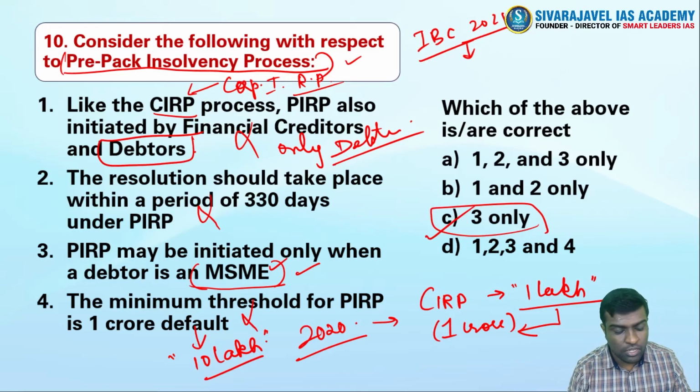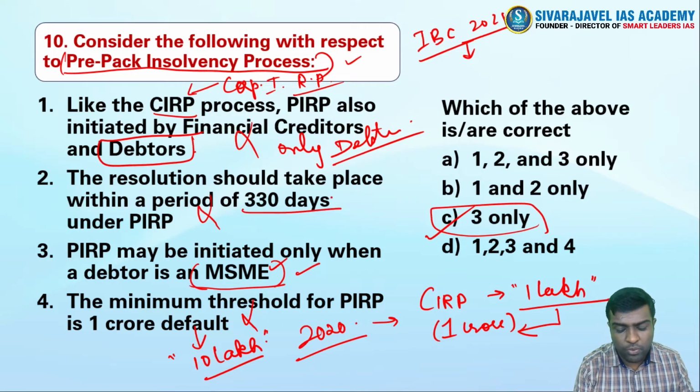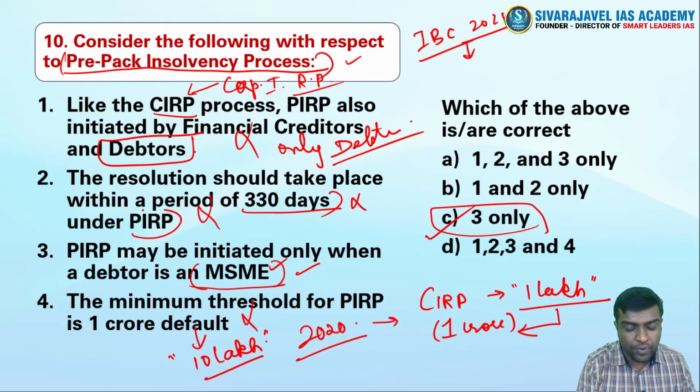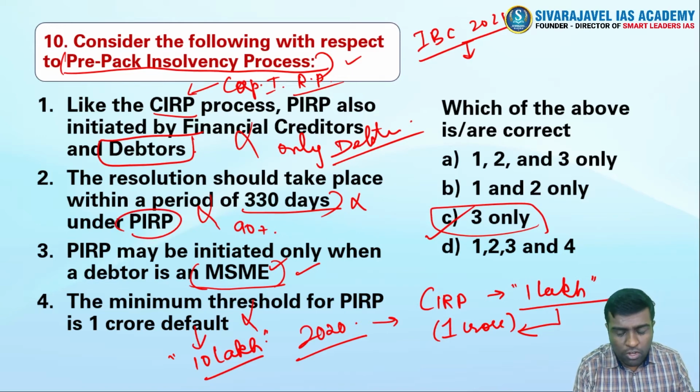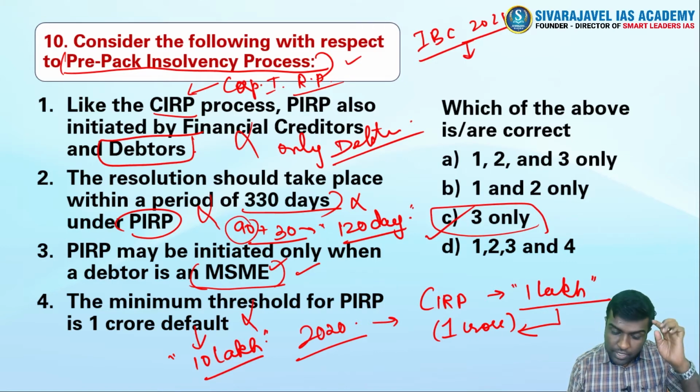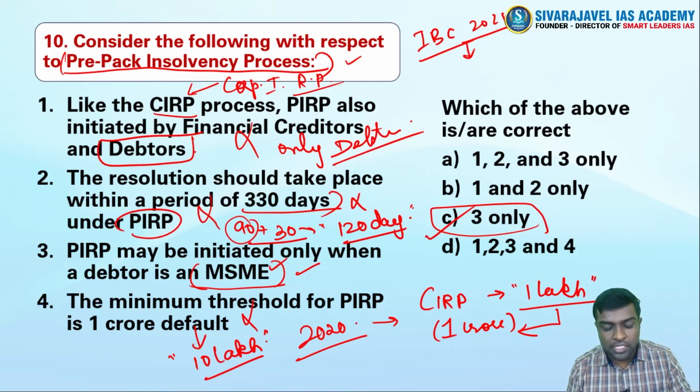So let's talk about the second statement. Is it for 120 days, 330 days? No. This is also for the normal process. Under the Prepack, it will be 90 days or to an extent of up to 30 days. So the maximum can be up to only 120 days, but most of the time it should be brought within 90 days. This is the process. So first statement is incorrect because only debtors. Second statement, it will be 120 days. It is not 330 days. These are all normal processes. They are not brought in by the amendment. So third is correct. Last is incorrect.